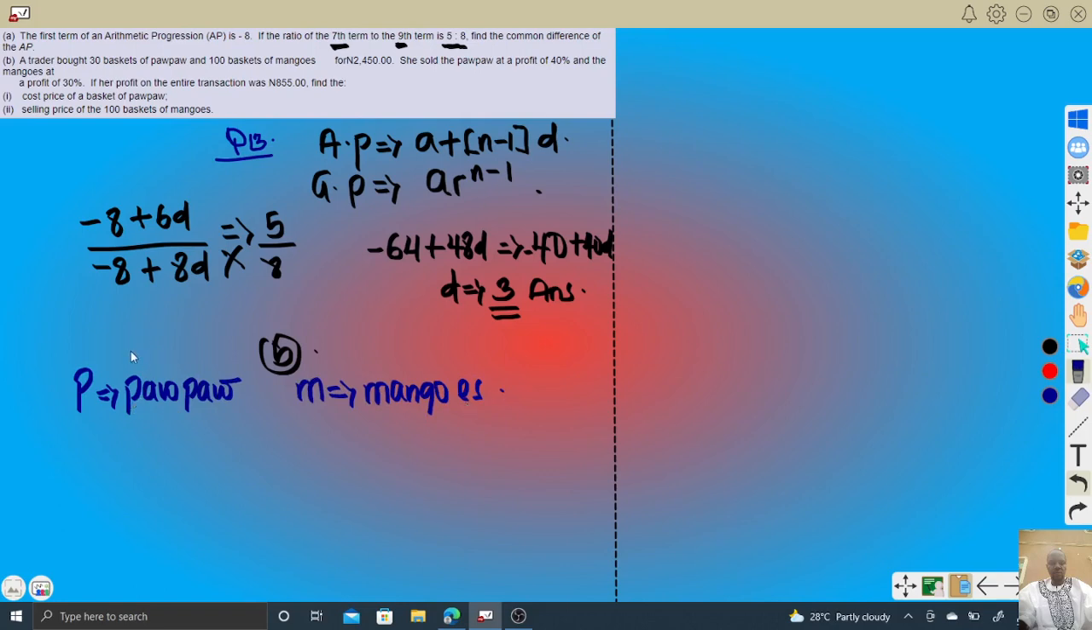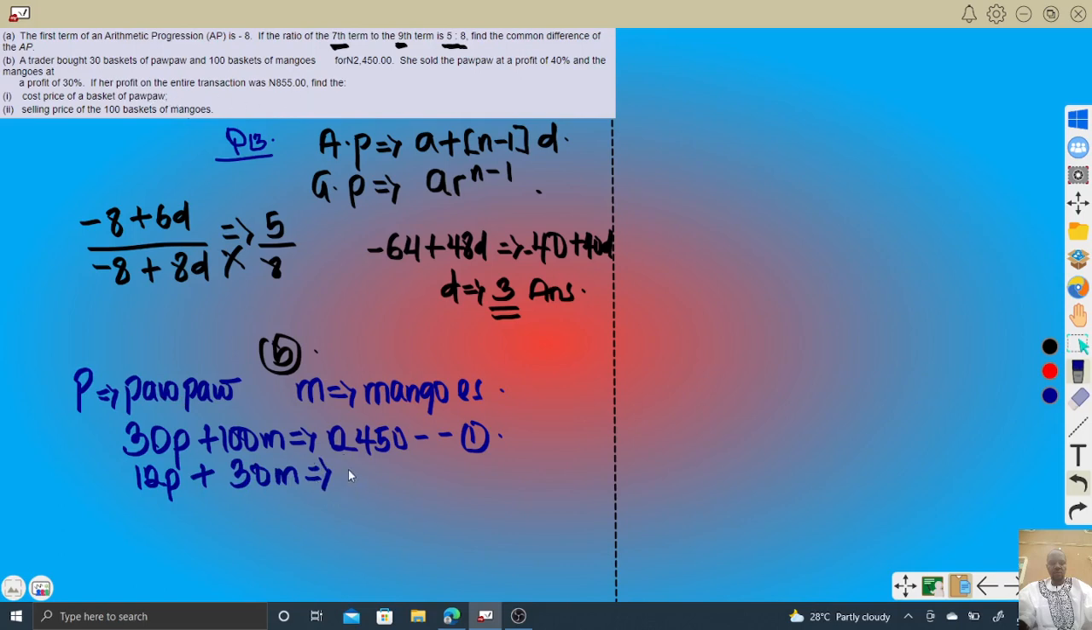We are told that 30 baskets of pawpaw, 30P. I want to form the simultaneous equation directly. When you know the question, you don't need to waste time. 30P plus 100 mangoes, 100M, the total I'm adding is 2450, equation 1. She sold the pawpaw at a profit of 40%. 40% is 40 over 100 times 30. 40% of 30 is 12P. And a profit of 30% for the mango: 30 over 100 times 100, that is 30M. The total profit was 855. So this is the simultaneous equation I am going to solve.